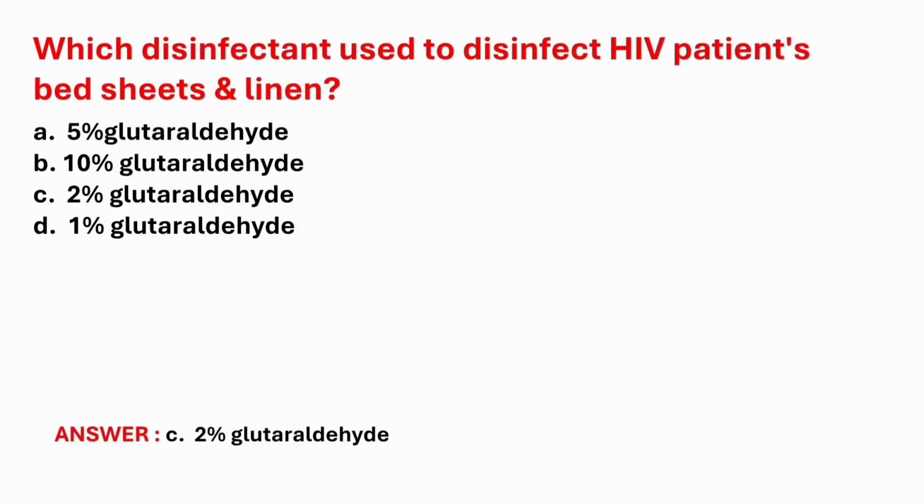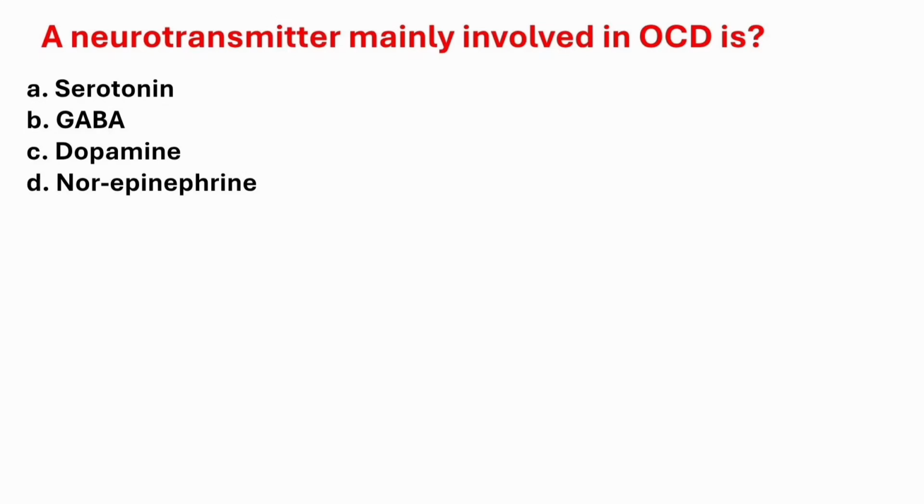2% glutaraldehyde. A neurotransmitter mainly involved in OCD is A. Serotonin, B. GABA, C. Dopamine, D. Norepinephrine. The correct answer is A.